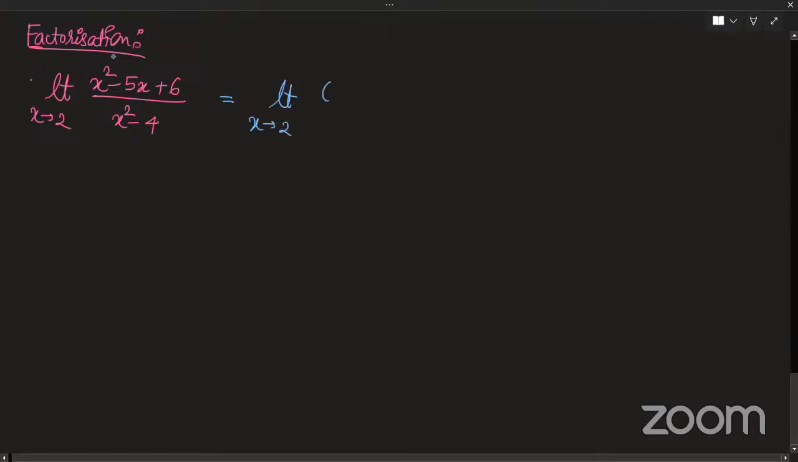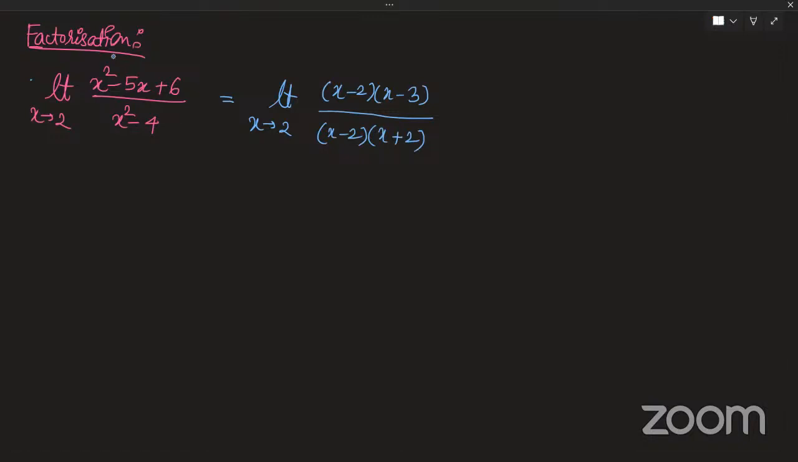So numerator can be written as x minus 2 into x minus 3, right? And your denominator can be written as x minus 2 and x plus 4, right? a plus b into a minus b, right? Everyone? Okay. So can I cancel out x minus 2 and x minus 2 from both numerator and denominator? Is it allowed?